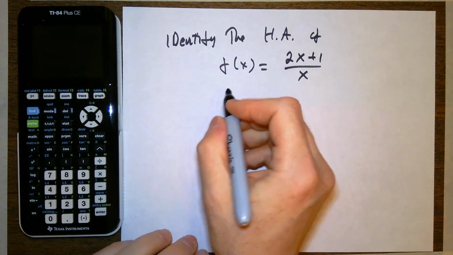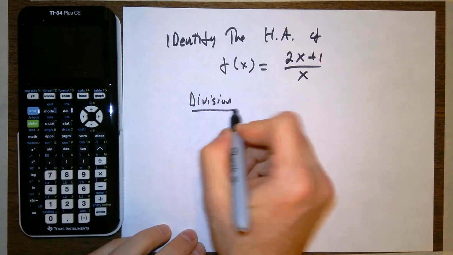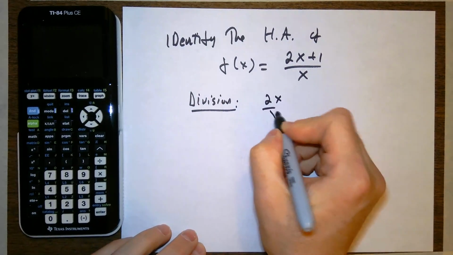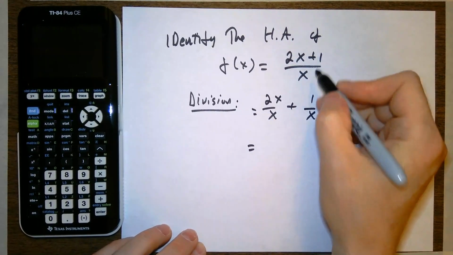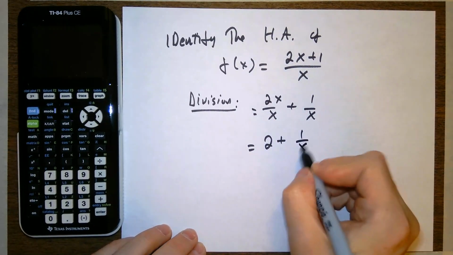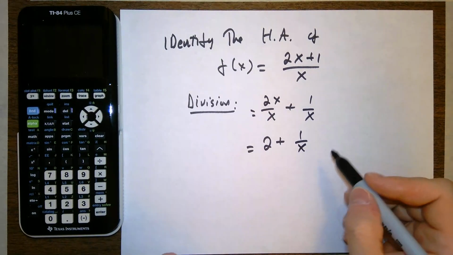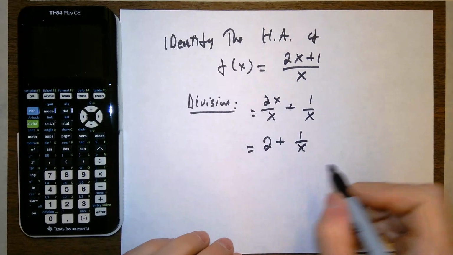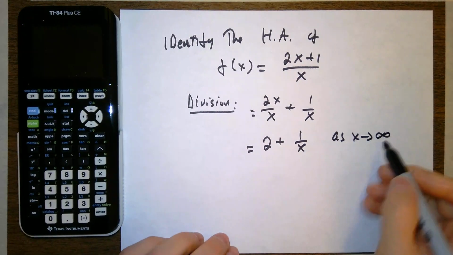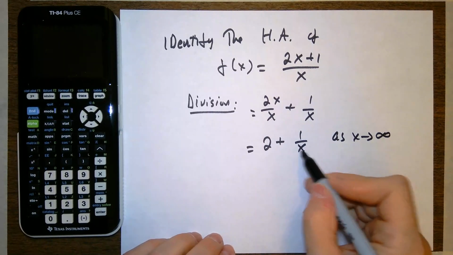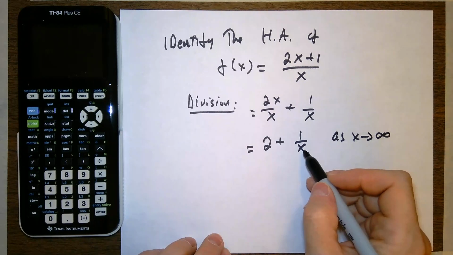Well, here I'm going to use polynomial division. 2x over x plus 1 over x. Breaking it up, I get 2 plus 1 over x. Now what happens when x's get larger and larger, or smaller and smaller, what happens to this term right here? 1 over 10, 1 over 100, 1 over 1,000, 1 over 1,000,000, and so on.